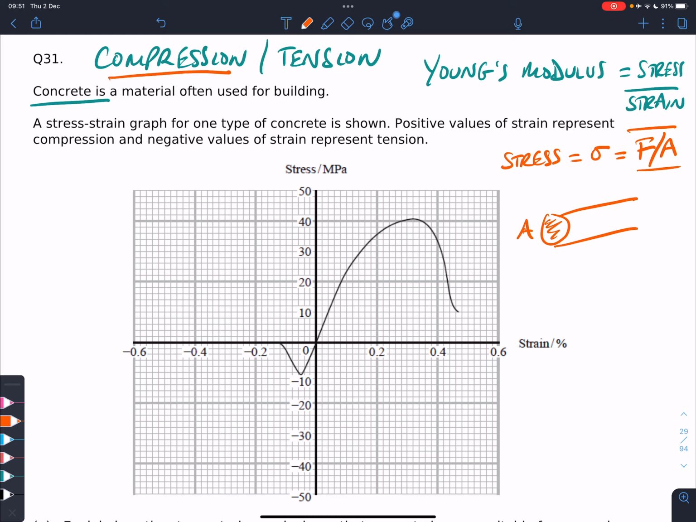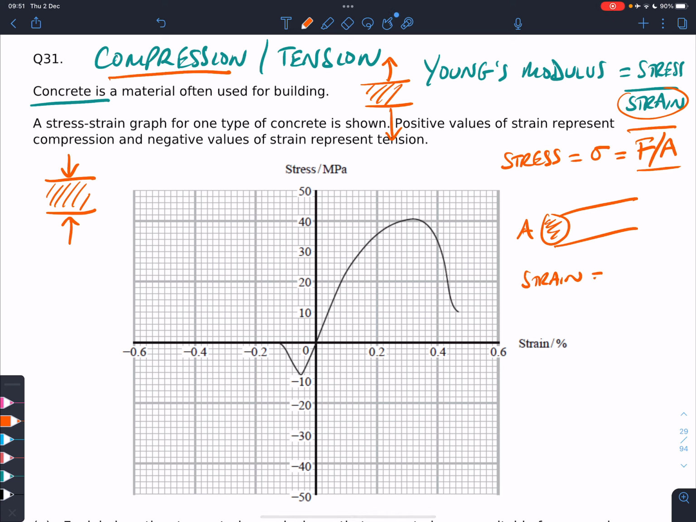So let's say we've got a block of concrete here. That's a compression, where we're trying to squash it together. And a tension is if we take the same block, but instead of squashing it together, we stretch it apart. So that's the difference.